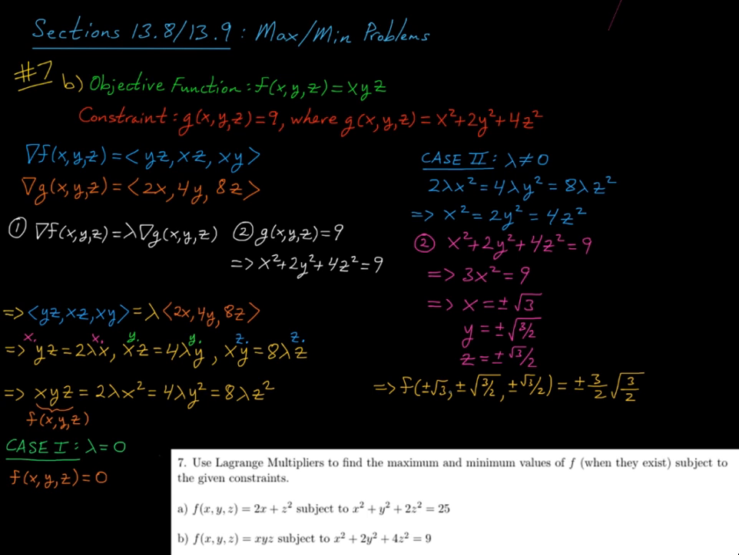Okay, so now go ahead and look at the function values at these corresponding points. I'm just going to multiply the x, the y, and the z coordinates together, and that gives us plus or minus 3 halves times the square root of 3 halves. And so, since I just have these two possible output values, our max is positive 3 halves times the root of 3 halves, and the min is negative 3 halves times the root of 3 halves.